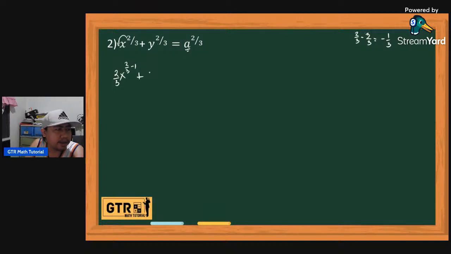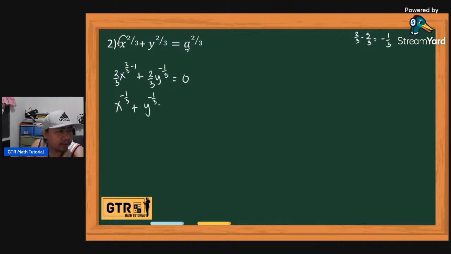Plus, same here. So we have 2/3 y raised to 2/3 minus 1, so that is negative 1/3, equals a raised to 2/3. That is equal to 0 because a is constant. Okay, so 2/3 minus 1 here is also negative 1/3. So we have both 2/3 as numerical coefficient. So we can divide both sides by 2/3 or simply cancel the 2/3. Okay, so therefore we have x raised to negative 1/3 plus y raised to negative 1/3.